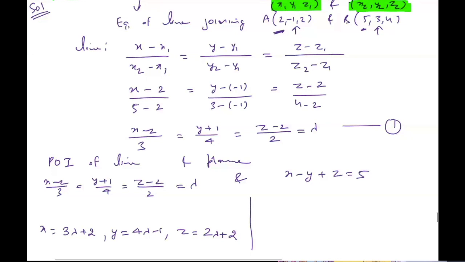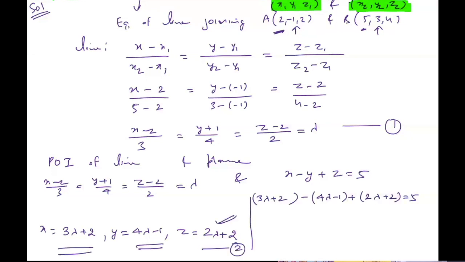Instead of x we will be writing 3 lambda plus 2, the value of x, then the value of y, which is nothing but 4 lambda minus 1, then the value of z, which is nothing but 2 lambda plus 2, equals 5. Is there any doubt to anyone?